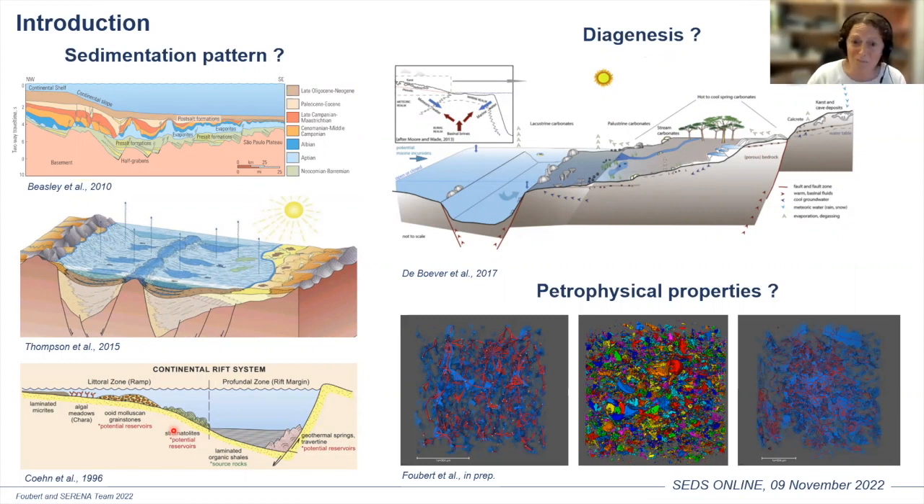Moreover, you have the complex interaction between surface fluids, brines, hydrothermal processes, and volcanics resulting in complex diagenetic processes, starting already very early within the depositional environment. And finally, complex diagenesis and sedimentary phases result in a very heterogeneous pore network distribution, hindering the thorough understanding of petrophysical properties in those kinds of settings.